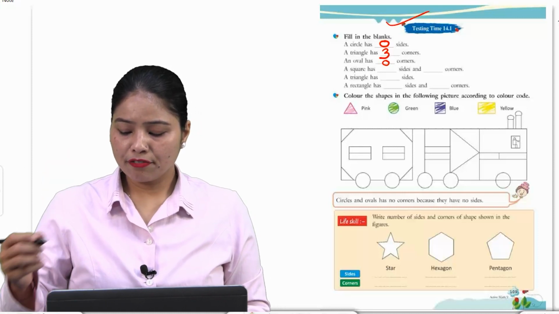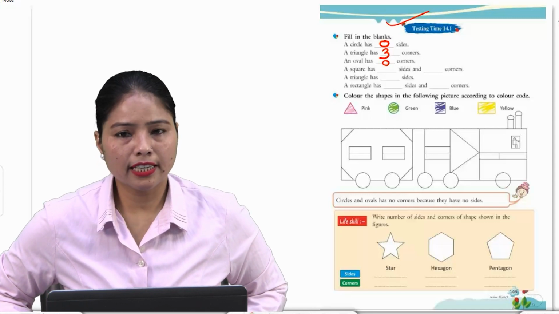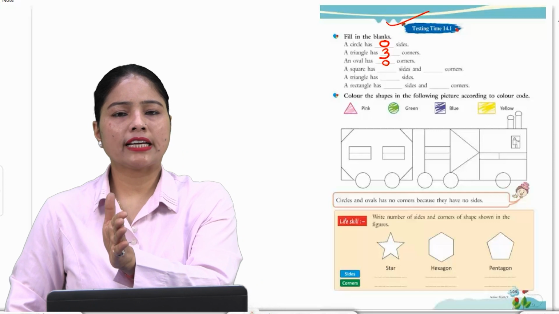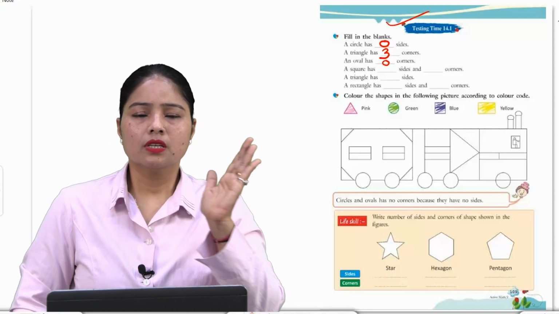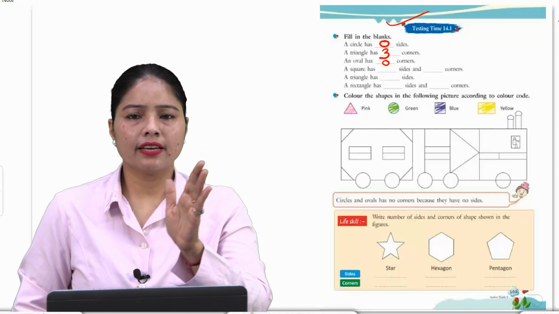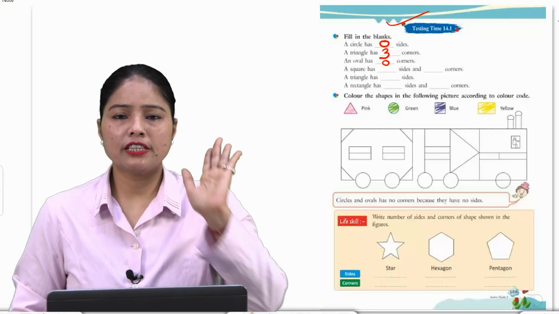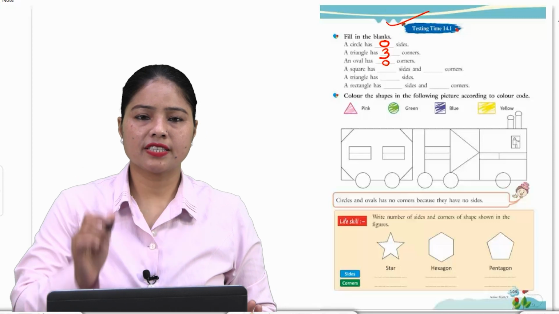Color the shapes in the following pictures according to the color code. अब आपने क्या करना है, इस shapes के accordingly जहाँ पर आपको triangle दिखता है, just fill it with pink one. Circle just fill it with green, then square with blue and rectangle with yellow. So you have to fill it your own beta. Okay, now life skill.